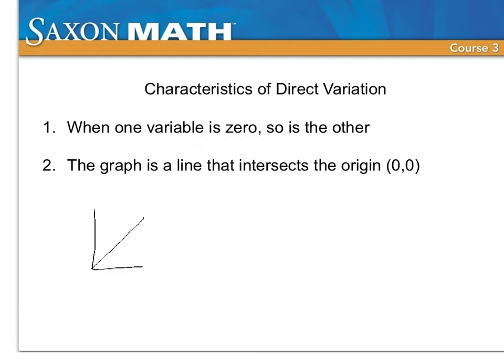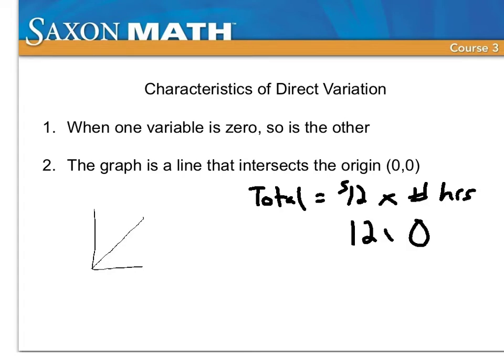So let's take that example of the money, okay, where your total pay is the $12 per hour times the number of hours you work. Okay, if I work 0 hours, then I'm not going to make any money. Okay, so again, 0 hours would give me $0 for my total pay. So when one variable is 0, so is the other. Okay, again, I can't make any money if I don't work any hours for it to be direct variation. Alright, let's go on to some actual example problems now.